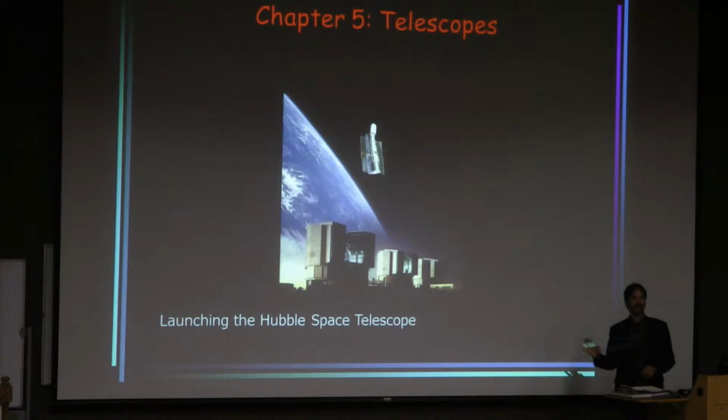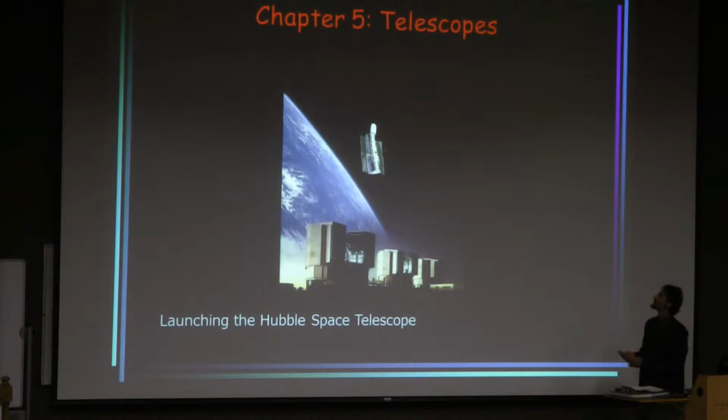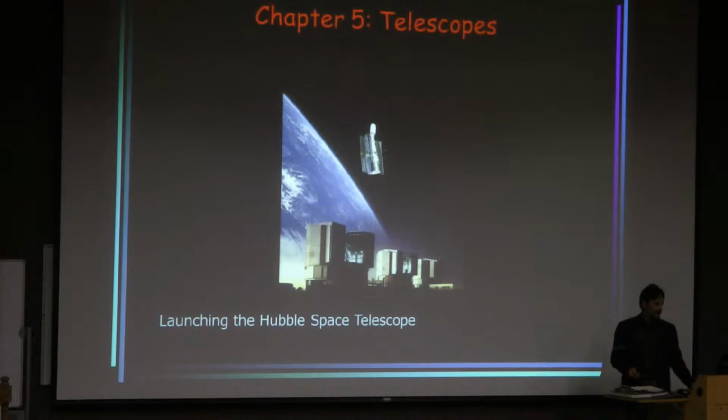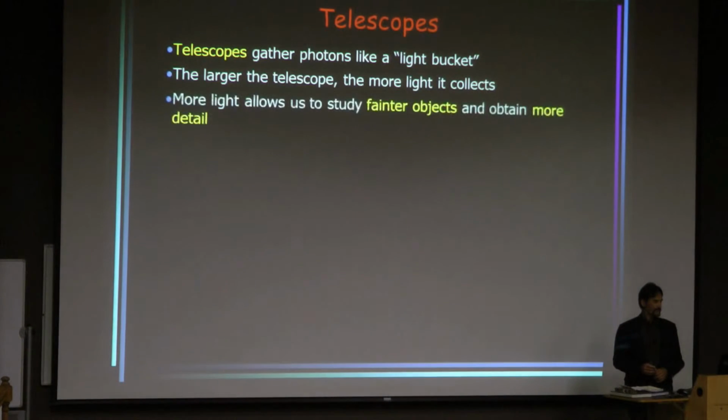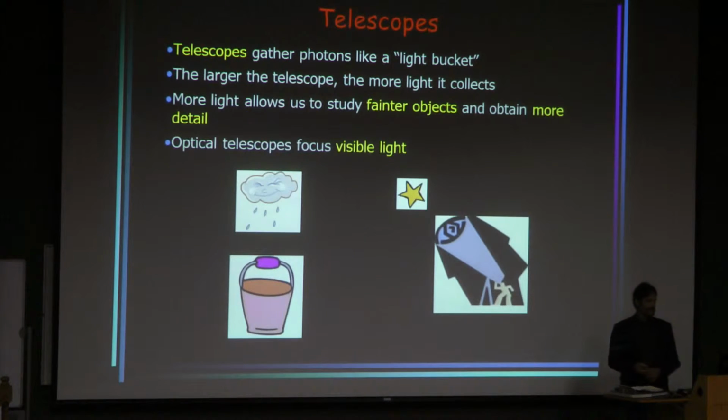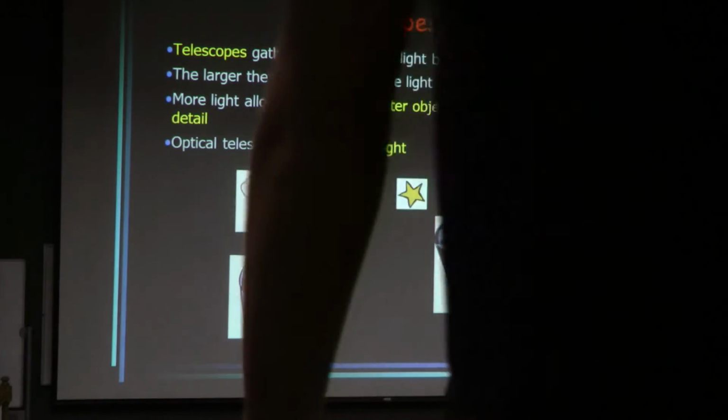Now, when we start talking about actually collecting light, we're talking about telescopes. So that's why we move on to chapter 5 here. We have the good old Hubble, which is still up for another couple of years, I think, doing its thing, and has really revolutionized astronomy in many ways, with many of the observations that it's done. Okay, so we're just going to start off with some of the basic concepts here.